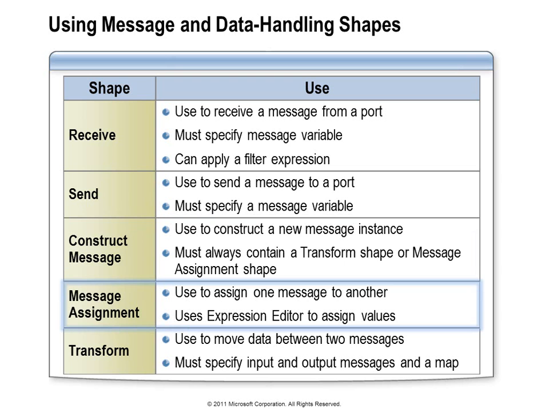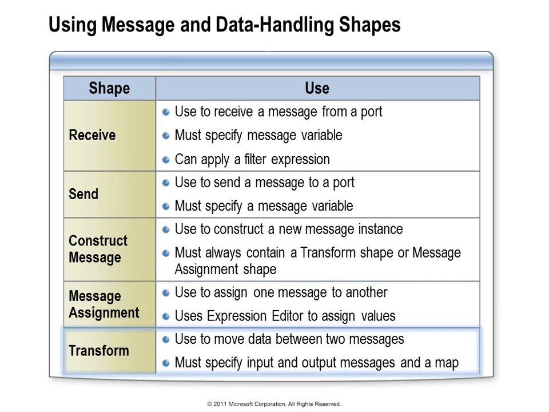Sometimes you'll encounter the need to copy a message from one variable to another. You can do that within a message assignment shape. You can also copy context properties from one message to the other. And in the process, you can change the values of those message context properties if there's a need to do so.